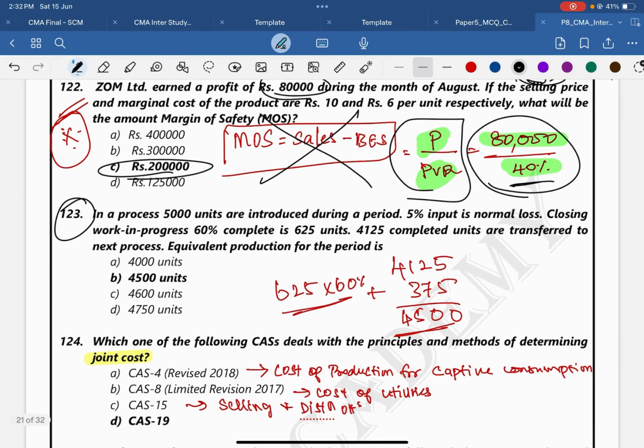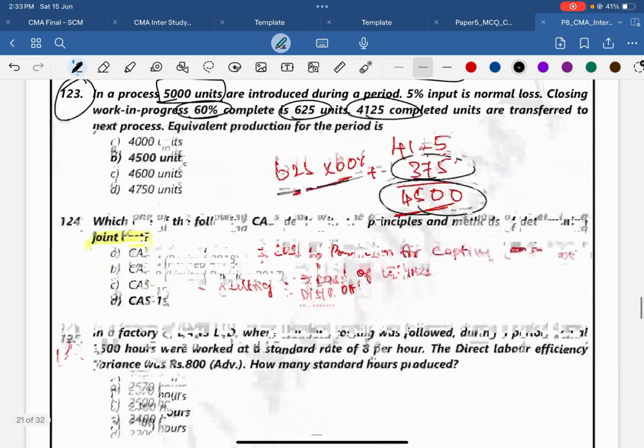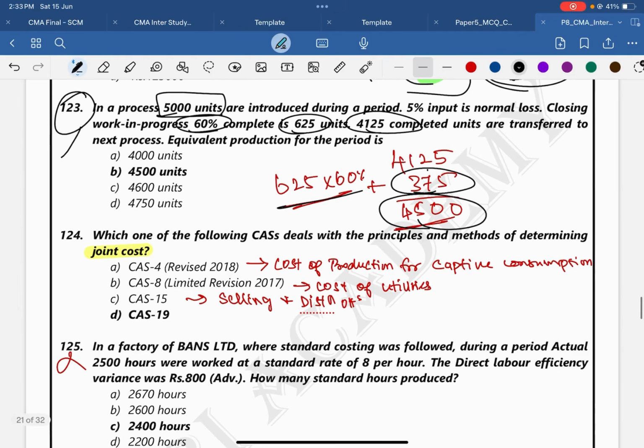Next one. In a process, 5,000 units are introduced, the same question. 4,125 is the completed units plus 625 on 60% you will compute. You will get 375. If you add this, you will get 4,500. This is a repetitive question.